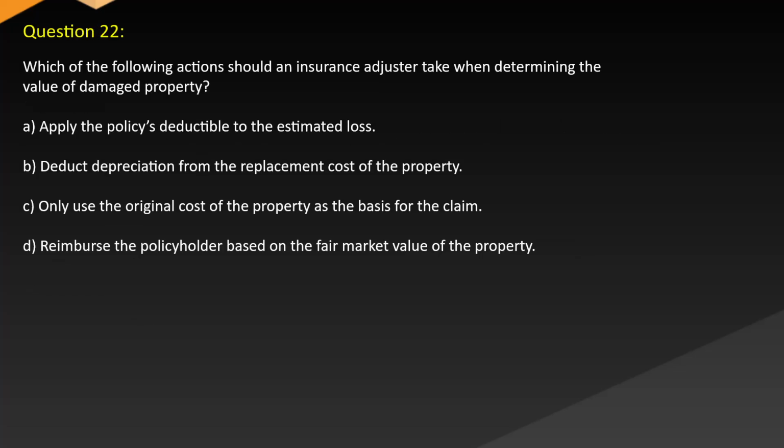Question 22. Which of the following actions should an insurance adjuster take when determining the value of damaged property? A. Apply the policy's deductible to the estimated loss. B. Deduct depreciation from the replacement cost of the property. C. Only use the original cost of the property as the basis for the claim. D. Reimburse the policyholder based on the fair market value of the property.